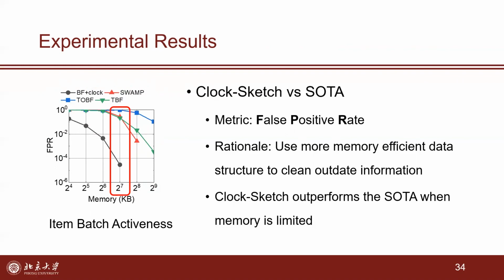Using the more memory-efficient data structure of clock to clean outdated information, rather than using timestamps, which are quite big, usually 64 bits, is the key behind this. We are more memory efficient. And thus, it shows clock sketch outperforms the state of the art when memory is especially limited.